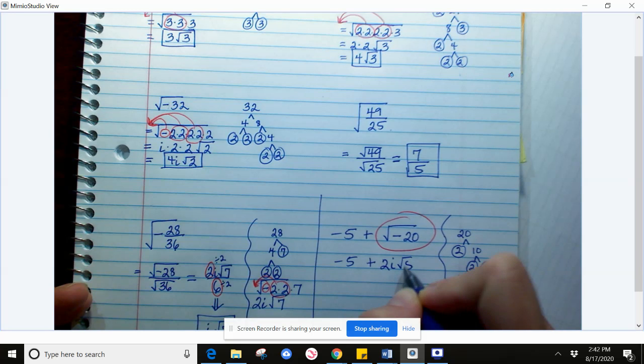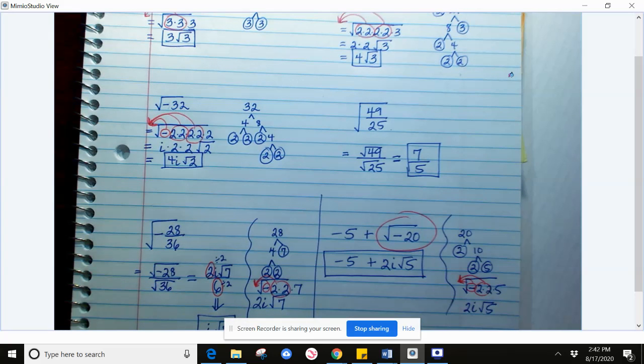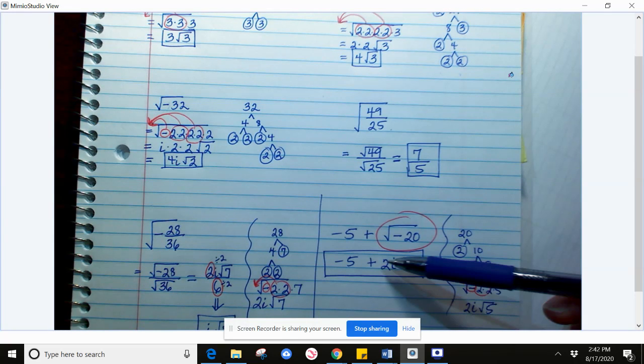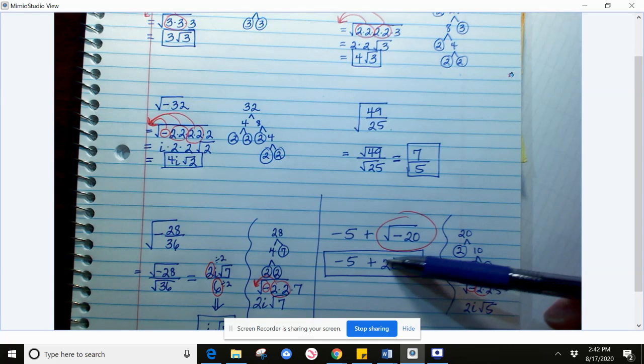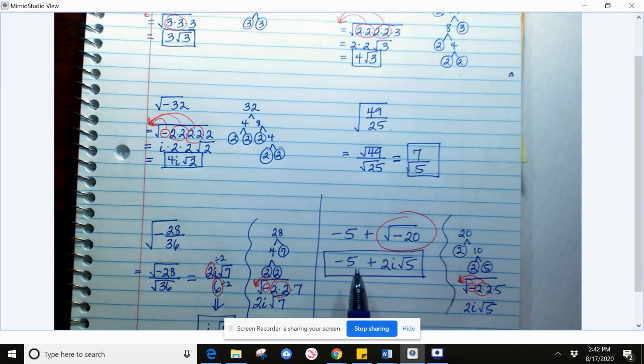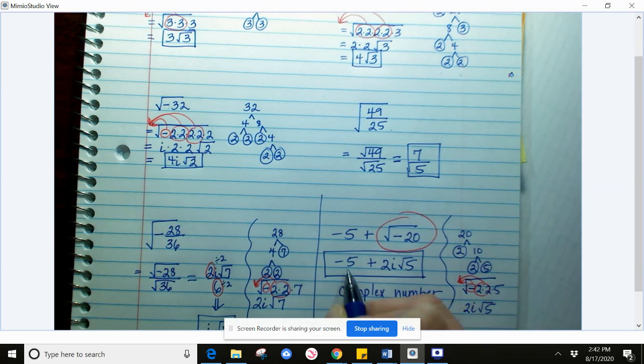Now, the reason why this is your answer is a couple of things. Number one, we reduced this completely. And then number 2, we cannot combine an imaginary number with something that's a real number. Actually, this is called a complex number because it has a real number and an imaginary part. So that's where we're going next. I hope this helps.